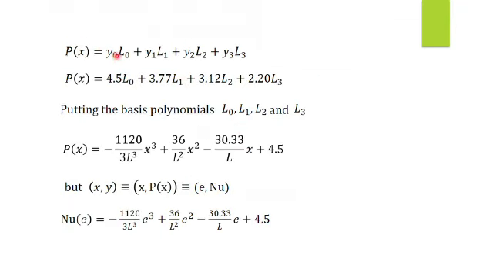Once we get the basis polynomials, we can easily get the polynomial that is passing through all those data points. So these are the y0, y1, y2. We easily know those numbers. But if you put these basis polynomials, we can get this polynomial, that is p of x, as a function of x. So the x here represents the thickness of the wall, that is E, and the polynomial p of x is the Nusselt number. So we get the relation between the Nusselt number and the thickness of the wall like this.